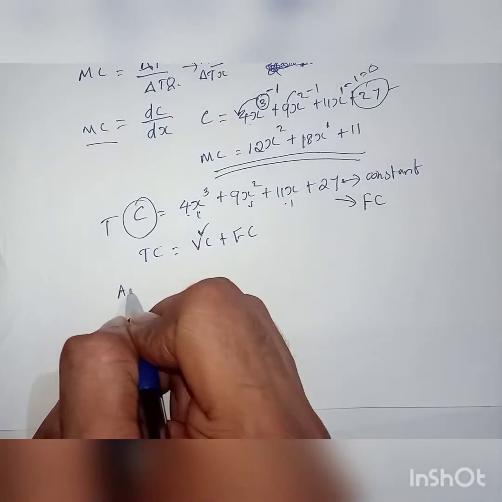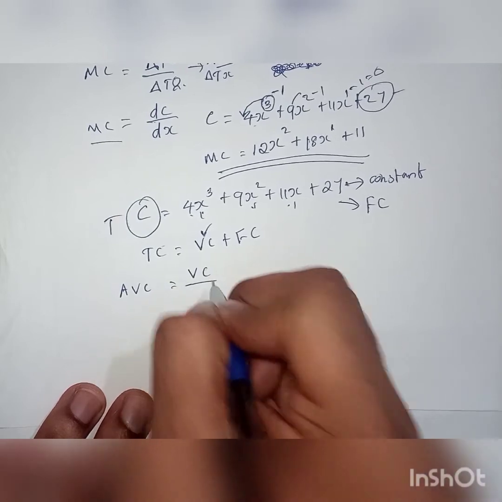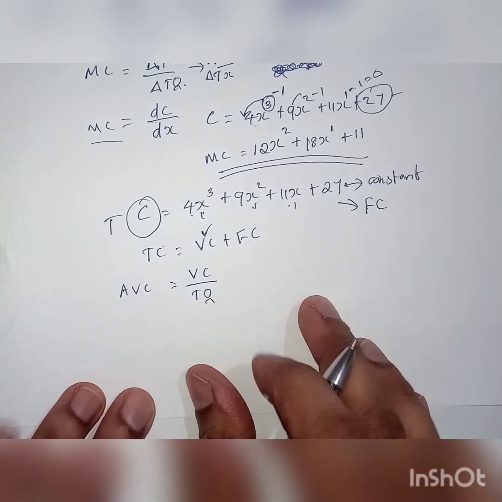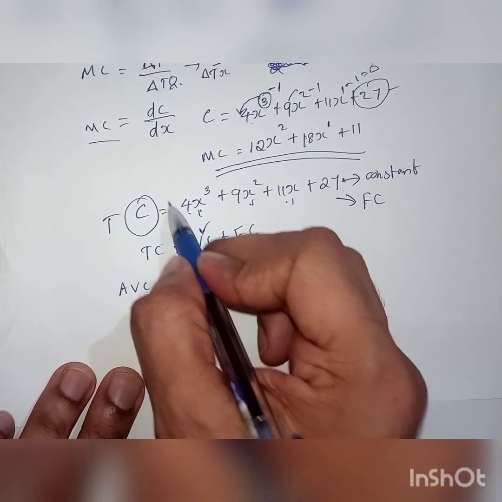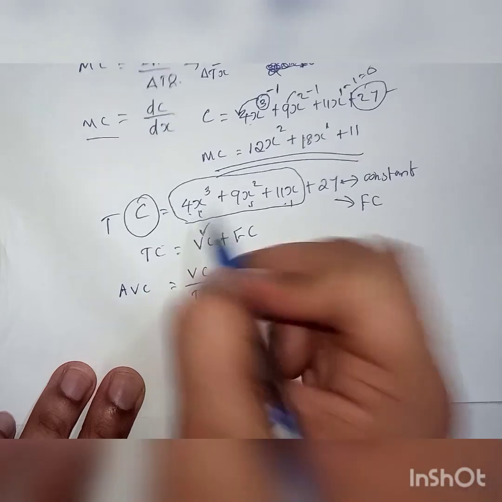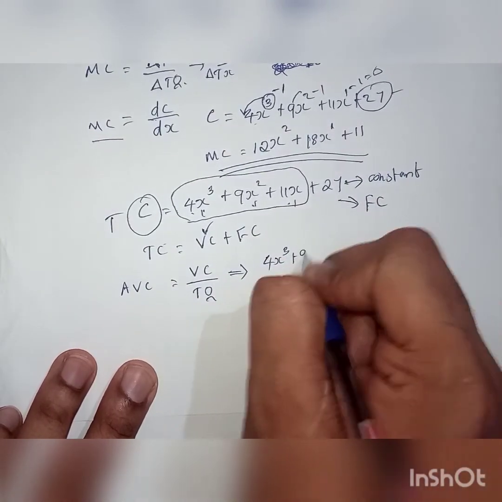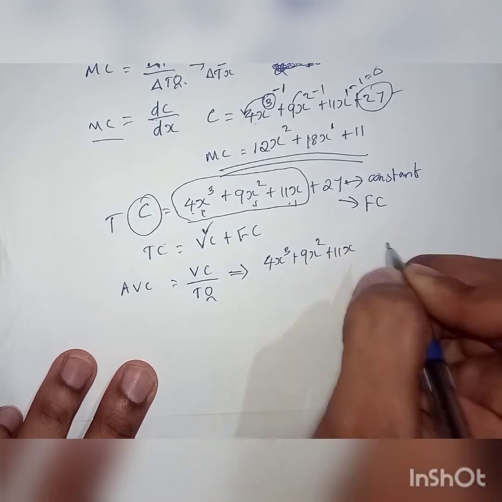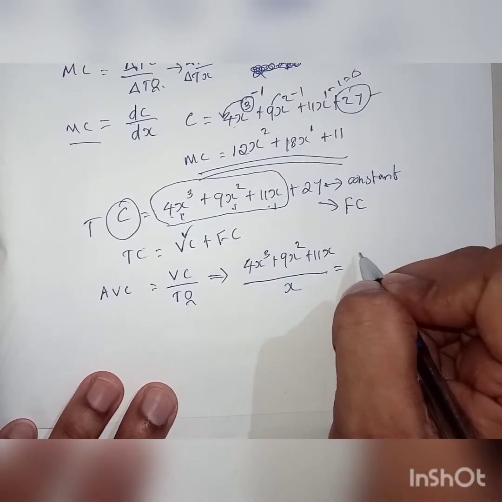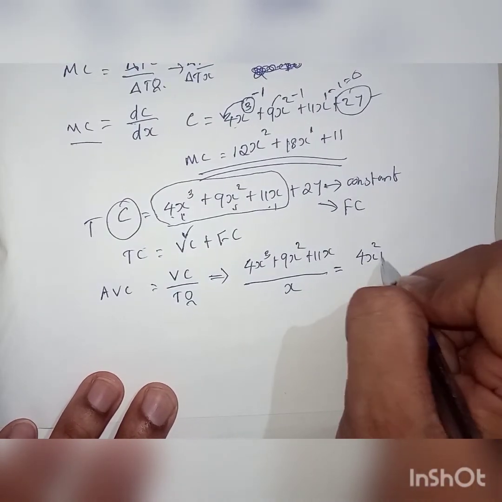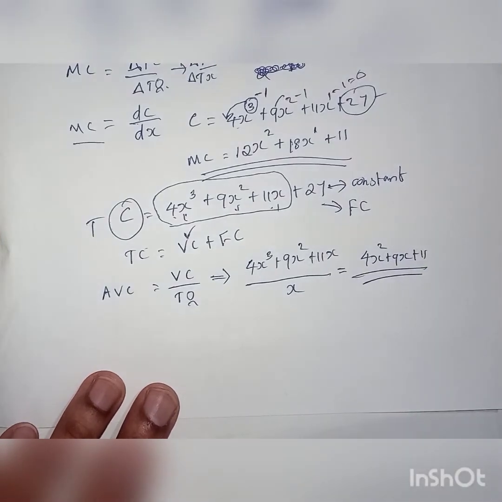Next we have to see average variable cost, right? What is the equation? Variable cost divided by total quantity. Here we have the variable cost. I already told you which is the variable cost. This particular part is the variable cost. So we have to do 4x³ + 9x² + 11x divided by x. We will get 4x² + 9x + 11. So this is the average variable cost.